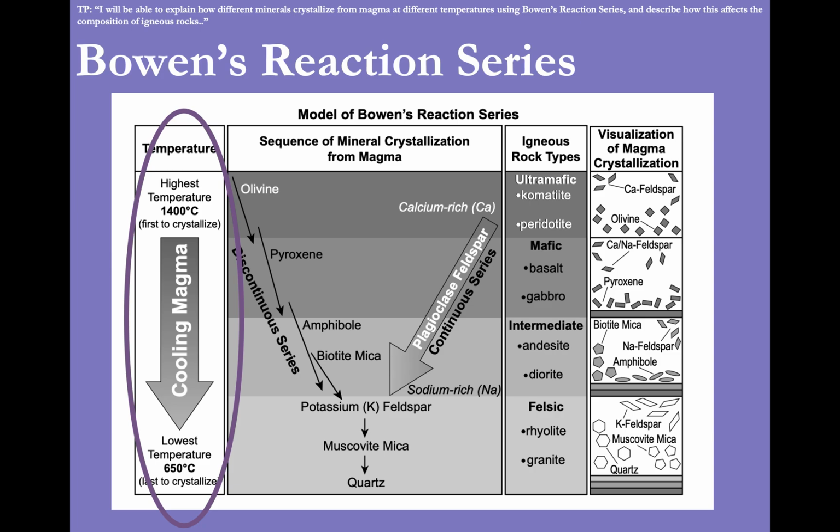So temperature is a key thing here. We have our highest temperatures at the very top of this section at 1400 degrees Celsius, first to crystallize, because you definitely need hot temperatures to make the rock into a molten state. And then the lowest temperature is 650 degrees Celsius, and quartz would be the last thing to crystallize once the mass cools down and solidifies.